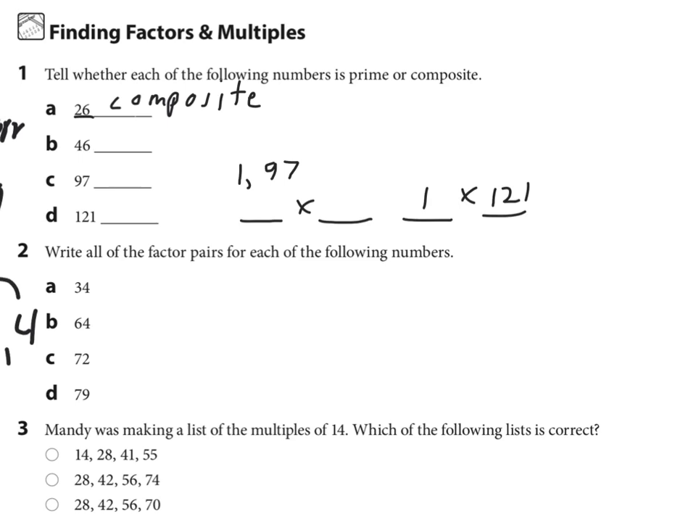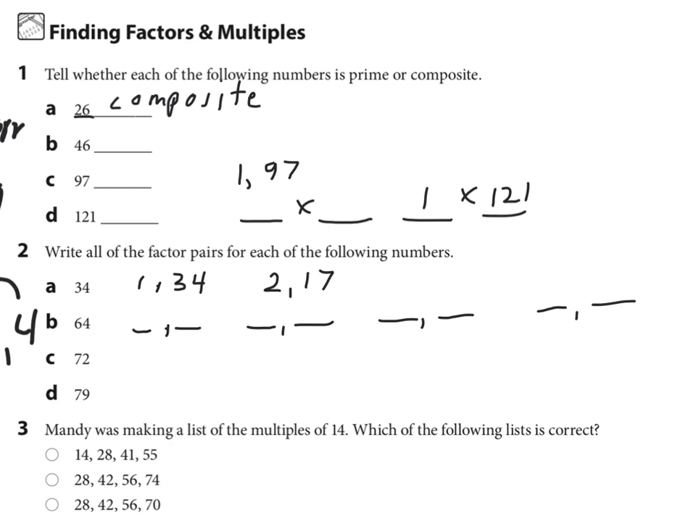And then now we have factor pairs for all of these numbers. So of course, you have the 1. It's an even number. And that's actually it for 34. And for the rest of these, I'm just going to give you a hint about how many you need to find. 64 will have 4 factor pairs, including a square number.